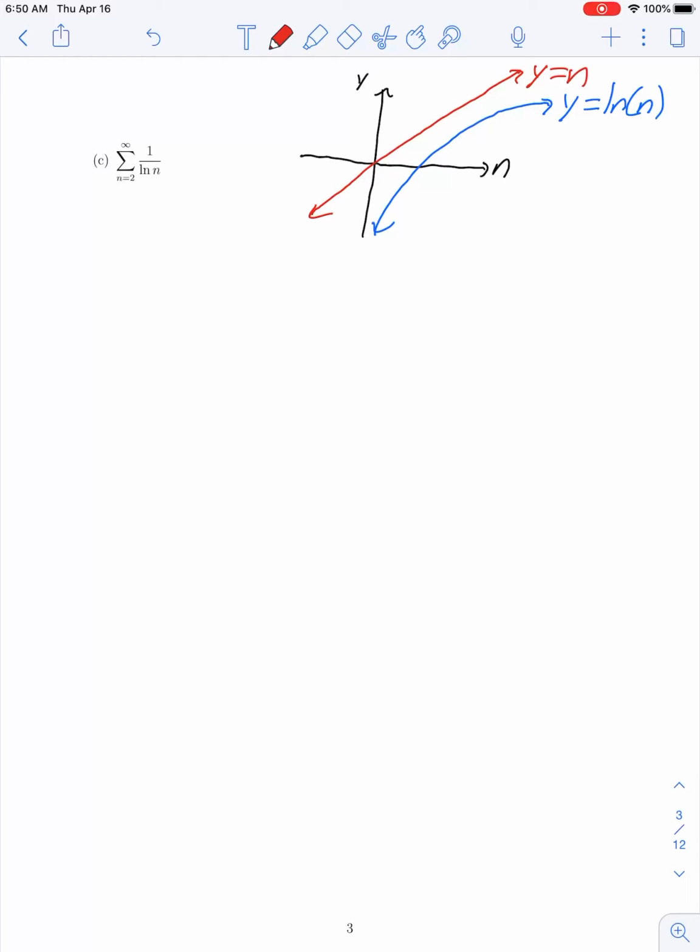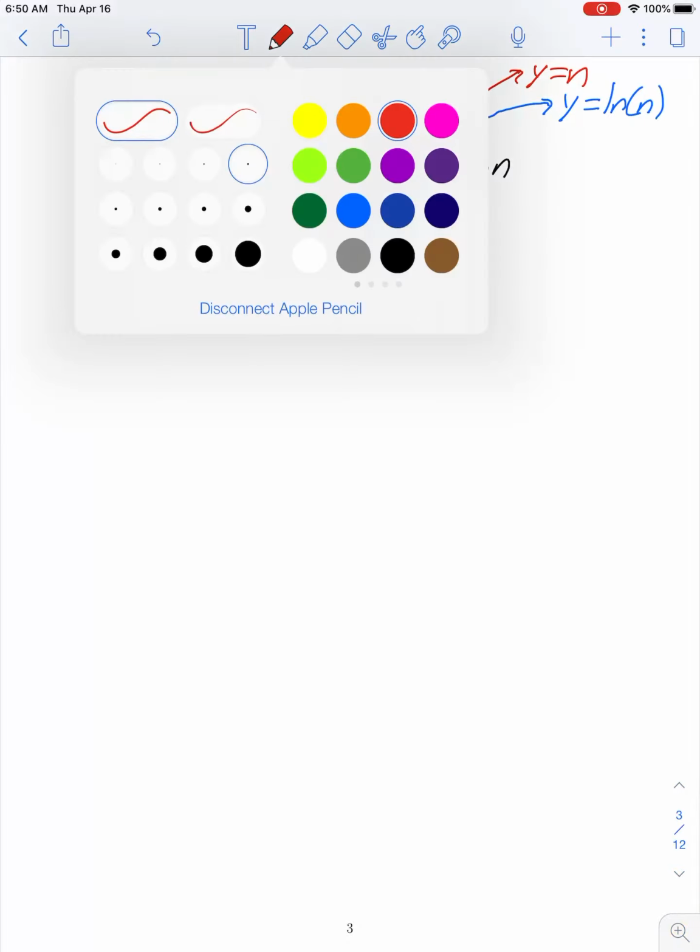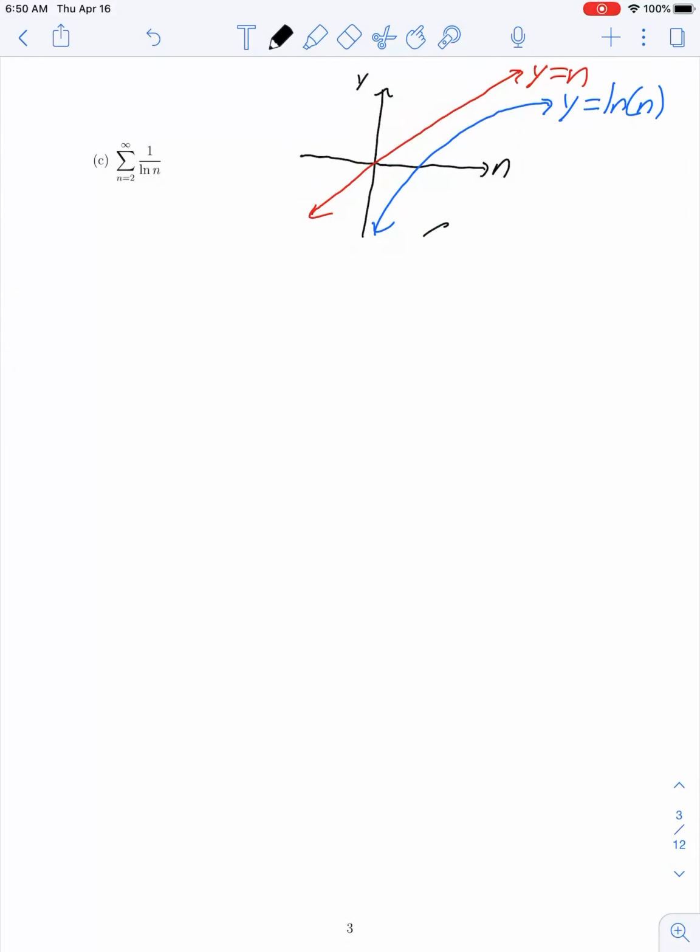So we can see from the graphs of these functions that the graph of y equals n is always greater than natural log of n. So comparing our graphs, we know that n is always greater than the natural log of n. Now, in our problem, we're working with the reciprocal, 1 over the natural log of n. So if I were to take the reciprocal of both sides, I would need to reverse my inequality. That is, 1 over n is less than 1 over the natural log of n.